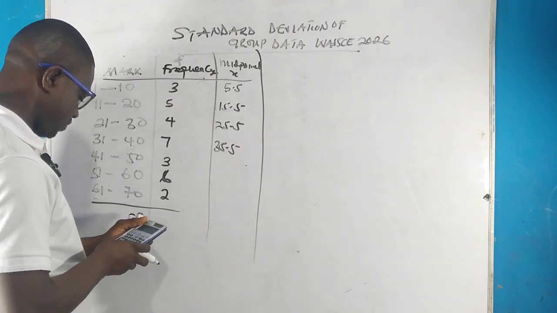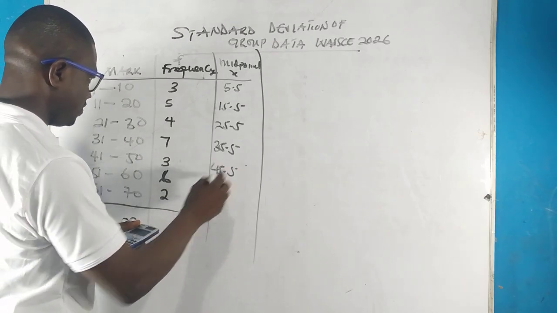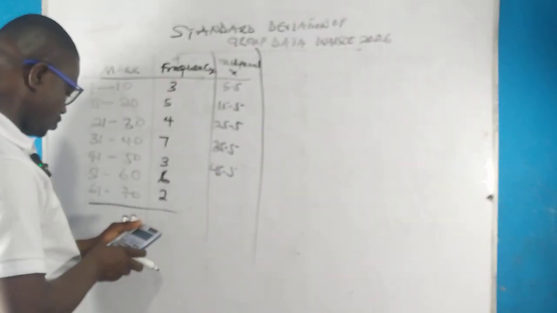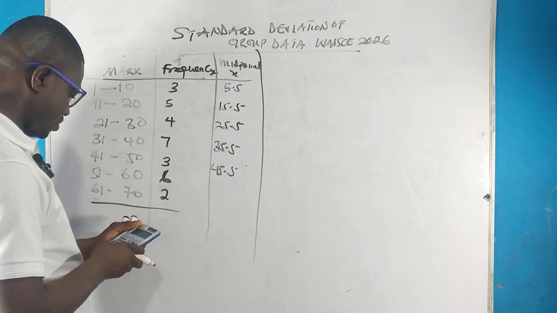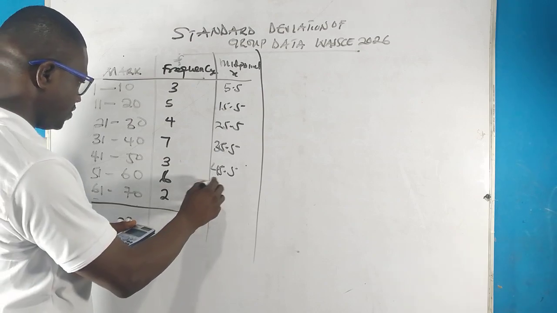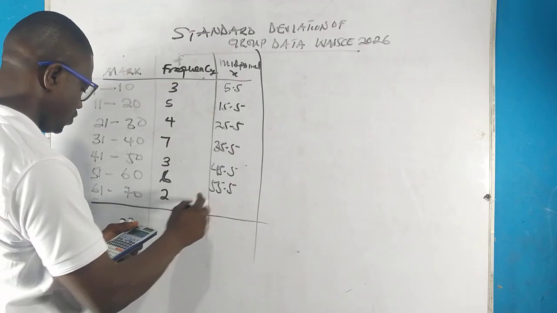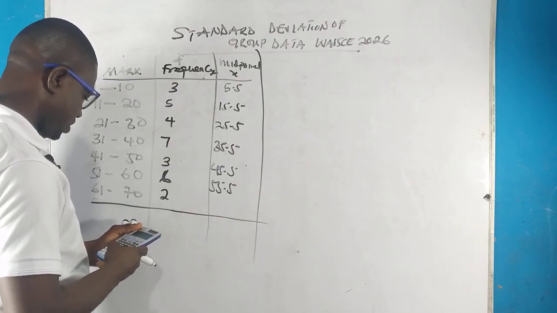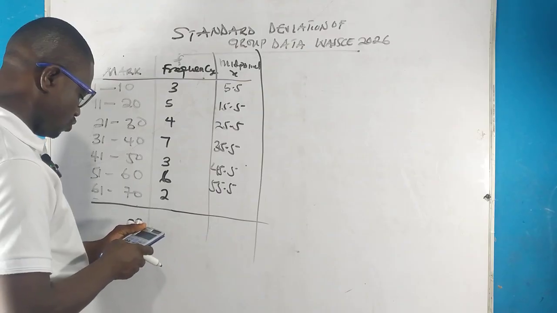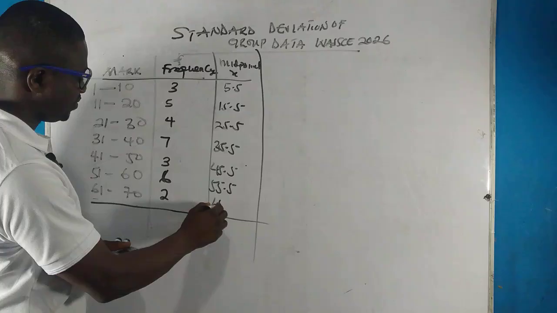41 plus 50 divided by 2, that will give you 45.5. Then 51 plus 60 divided by 2, that will give you 55.5. And then 61 plus 70 divided by 2 gives you 65.5. You see the pattern.